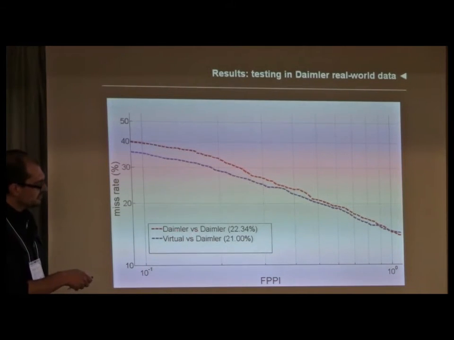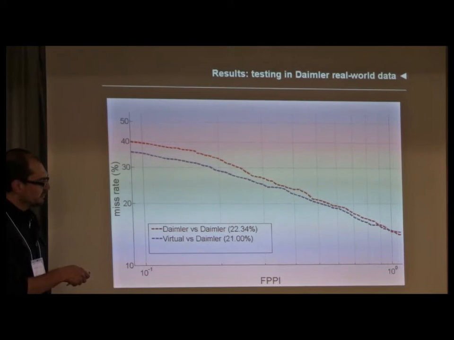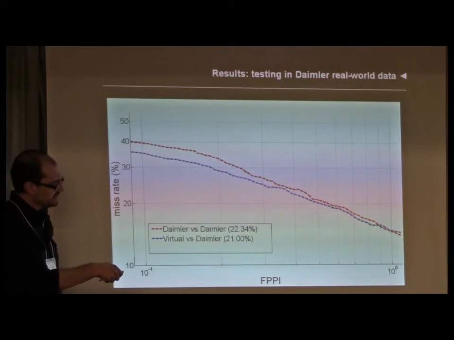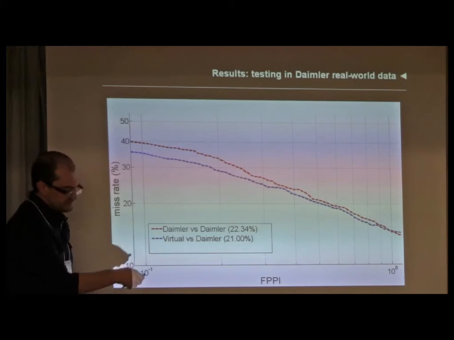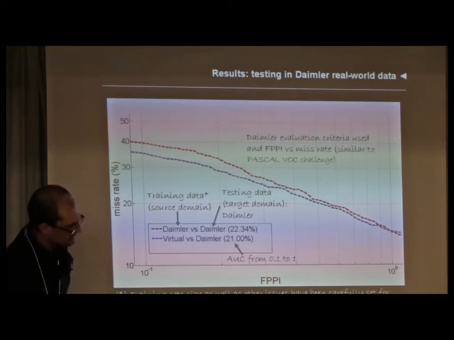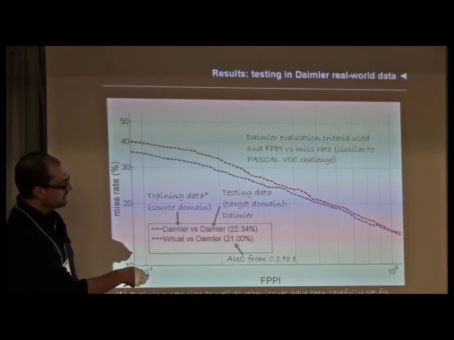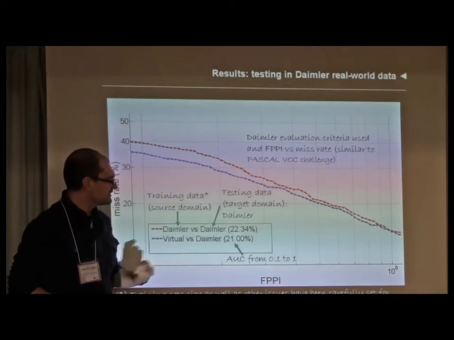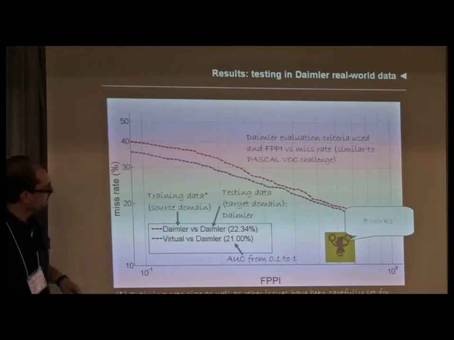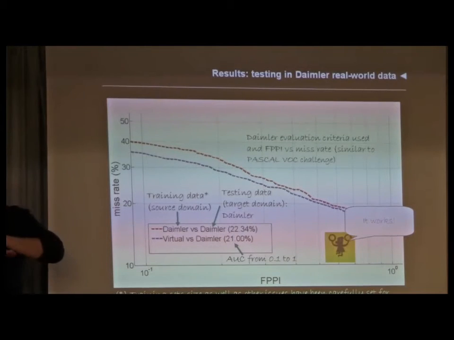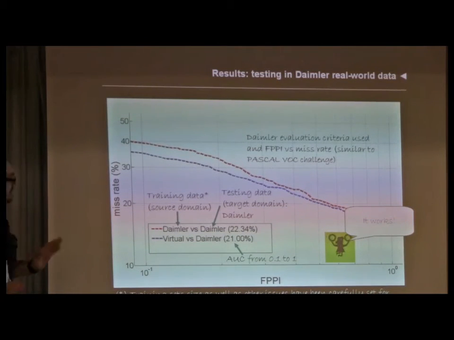And here, this one means trained with Daimler data, tested with Daimler data. And this means trained with the virtual examples and tested on the Daimler data. And this here is the area under these curves. So basically what this number says is that this first idea works, because we have basically the same performance without doing any annotation.